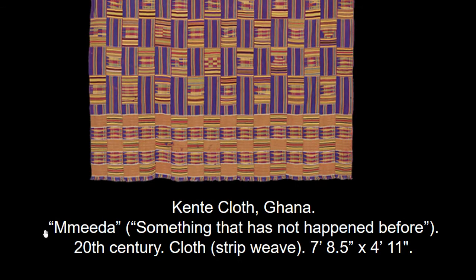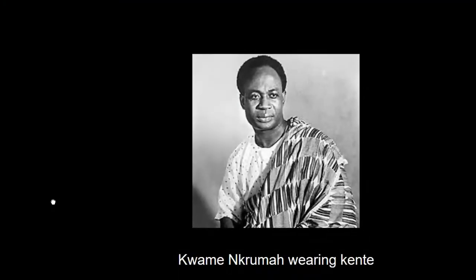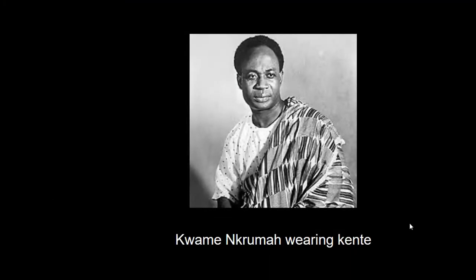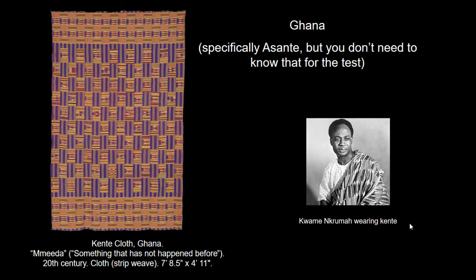This particular cloth is called Mumida, and that can translate to something unprecedented, something that has never happened. And this particular bit of cloth was worn by Kwame Nkrumah. He was the first president of Ghana. He led the country to independence in the 1950s. He was actually seen as a very influential figure for the American Civil Rights Movement. But he was very involved in Asante culture and wore kente on special occasions. He wore this cloth whenever he was freed from jail. He had opposed colonialism. He was put in jail, but he was freed, and this has never happened before. So he always wore a cloth that corresponded with certain events.